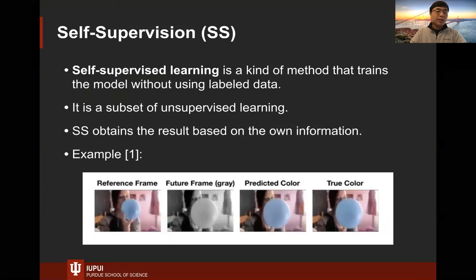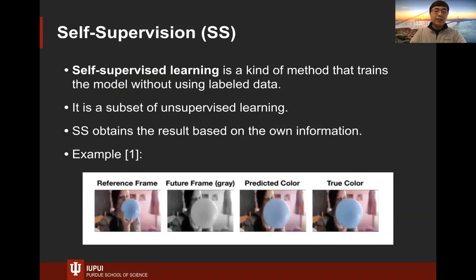Self-supervision aims to assist the model to learn more transferable representations from unlabeled data with pretext tasks, through pre-training or multitask learning. It is a subset of unsupervised learning. Here I show a simple example. The first image is the original frame, and the second one removes the color, and then it predicts the color based on the gray image. So in this task, the image has no label. It uses its own information.